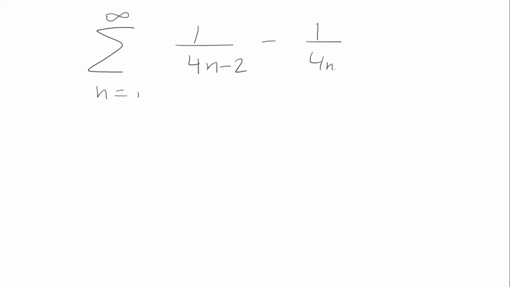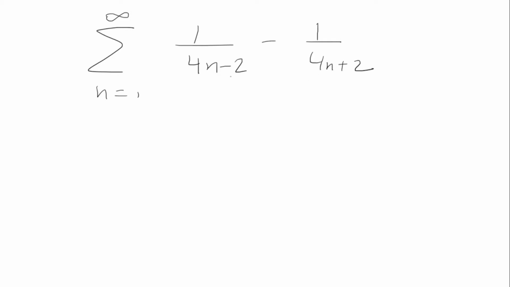In this video, we'll be looking at when the coefficient of n is not 1. So let's look at one example here. We have a sum from n equals 1 to infinity of 1 over 4n minus 2 minus 1 over 4n plus 2.